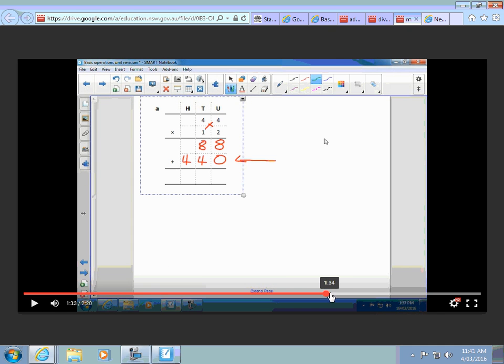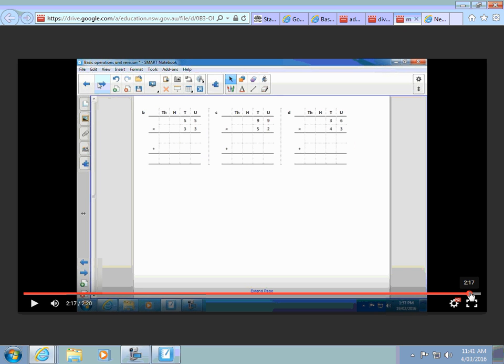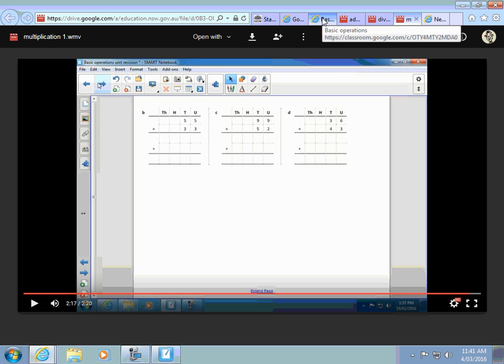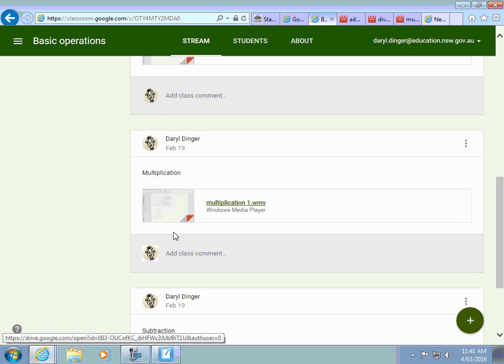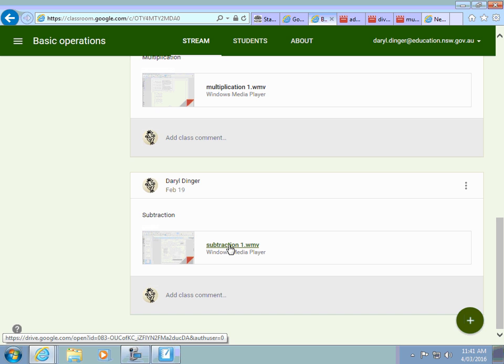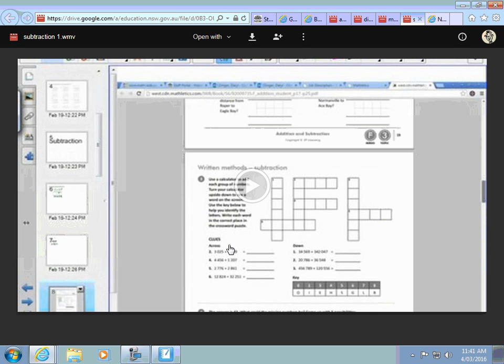Once again, we run through the 2 examples, and then we put in some for the kids to try at home in their book, just 3 or 4, before returning to school the next day, where we'll do it in more detail. The final one in the series, or the unit, of basic operations, is subtraction.